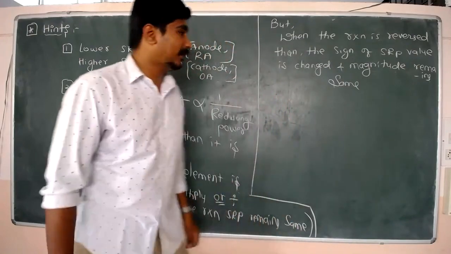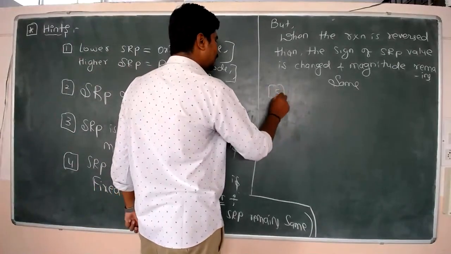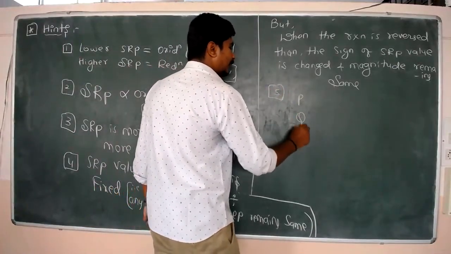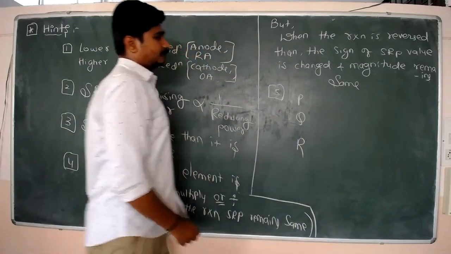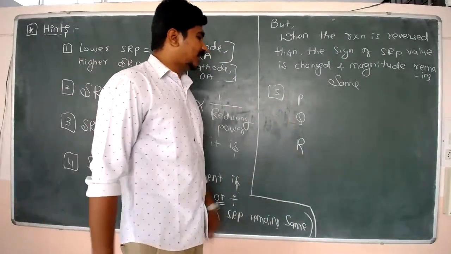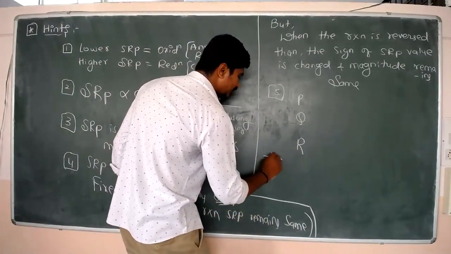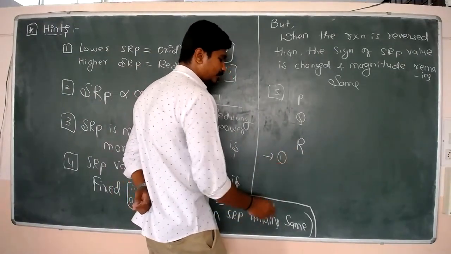That you have to keep it in mind. Next one, fifth. We will see another. P, Q, R, 3 elements are there. Now he is asking what the question is. He is giving options.